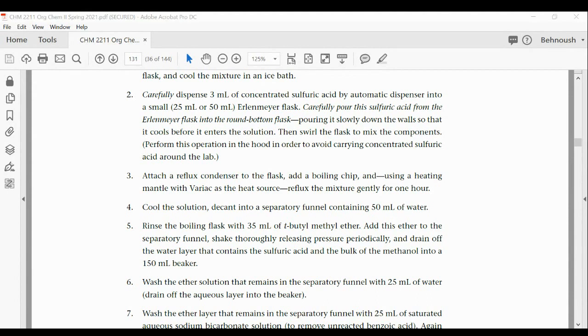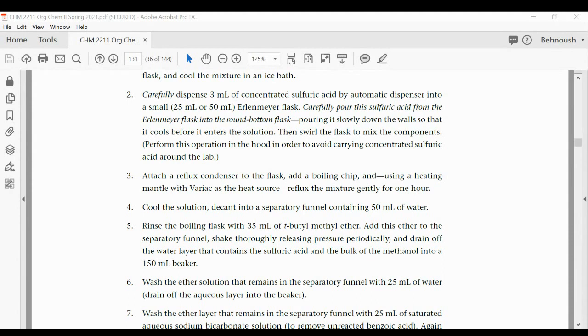Separator funnel is used for... Do you remember from organic 1, what is the use of a separator funnel? In which experiment did you use a separator funnel? In extraction, right? So a separator funnel is used for extraction, and when you are doing extraction, that's a purification method.